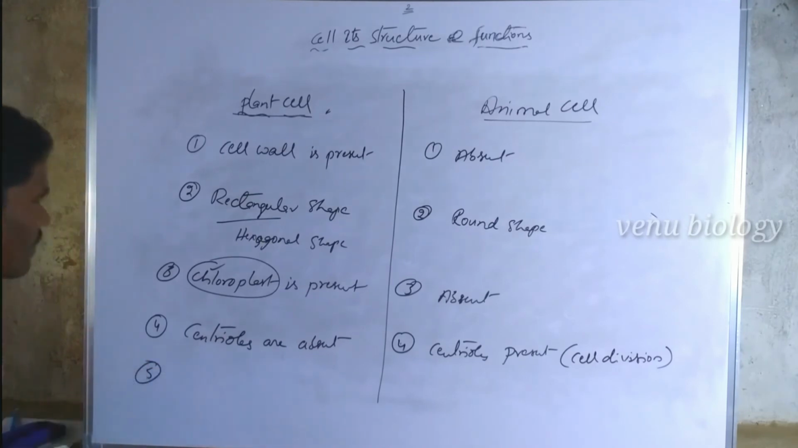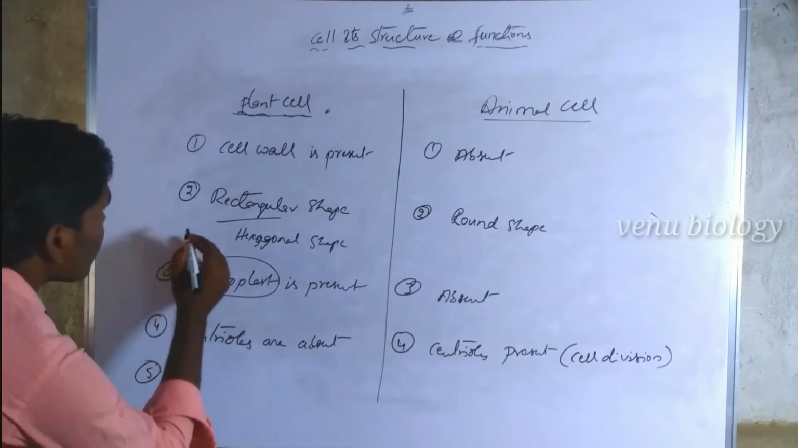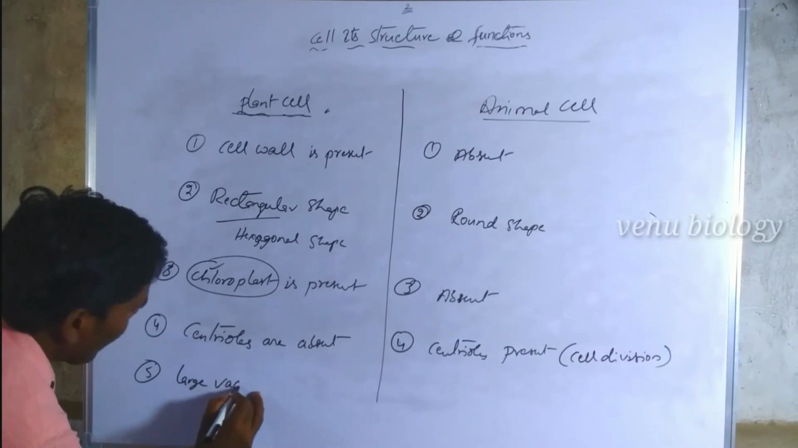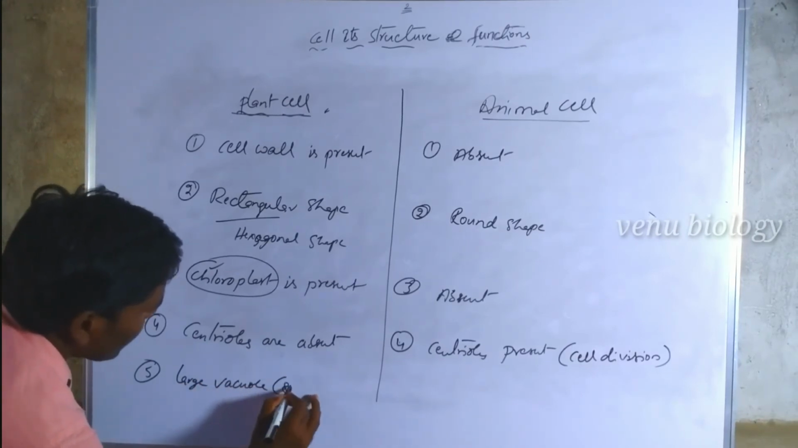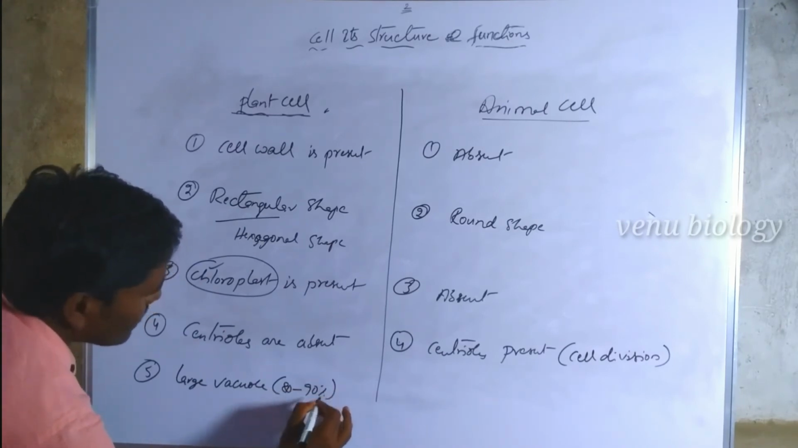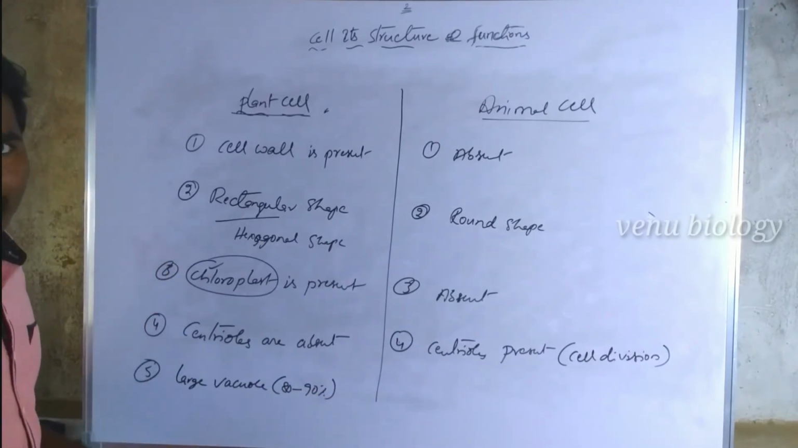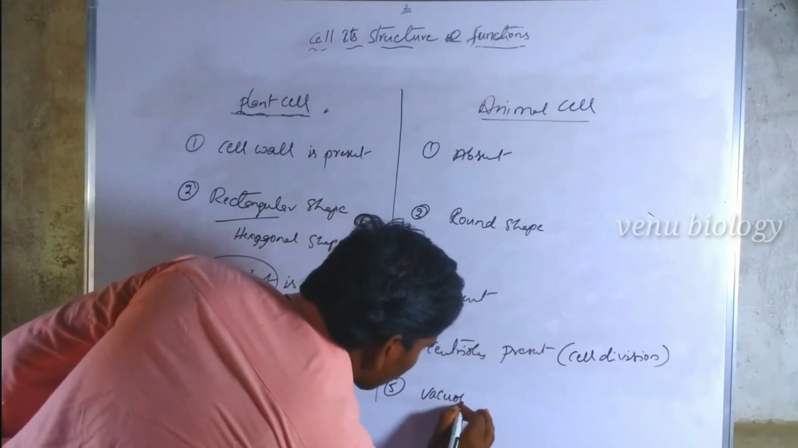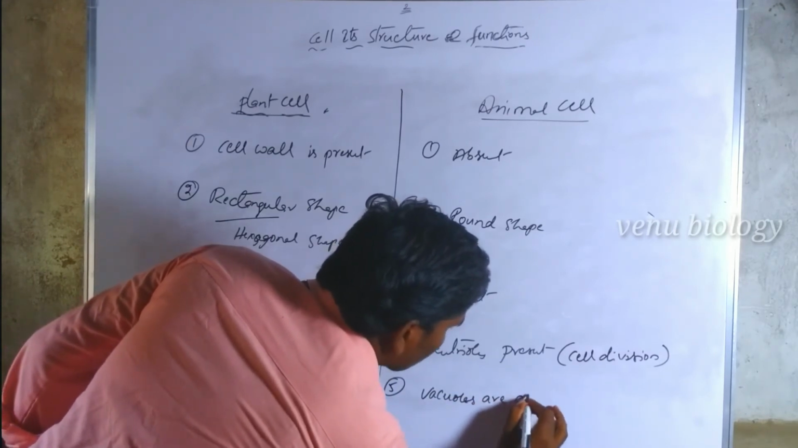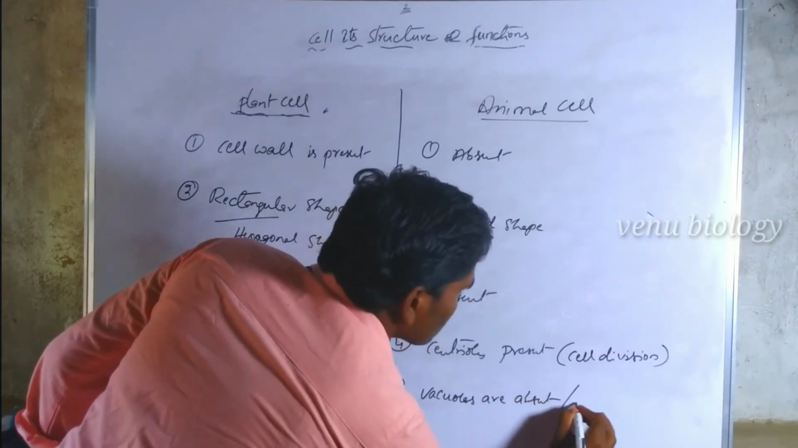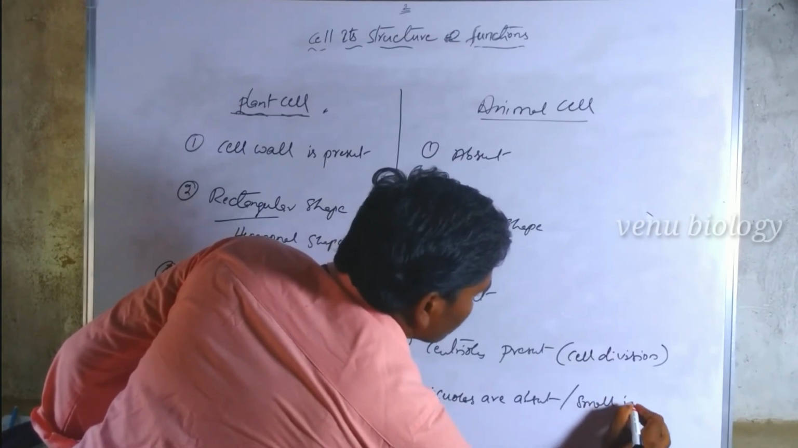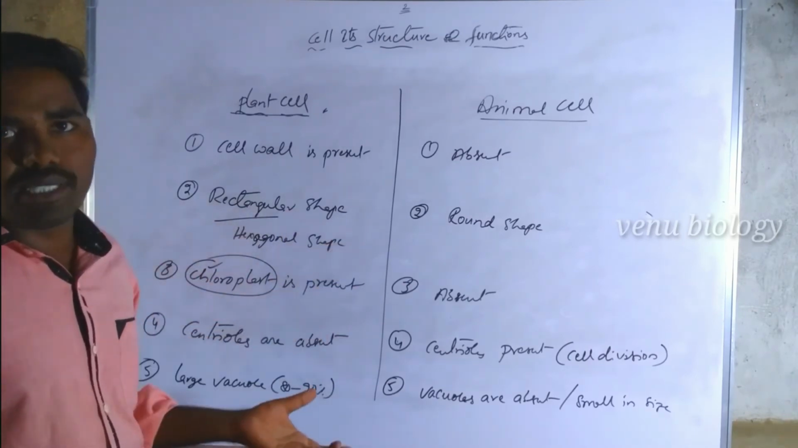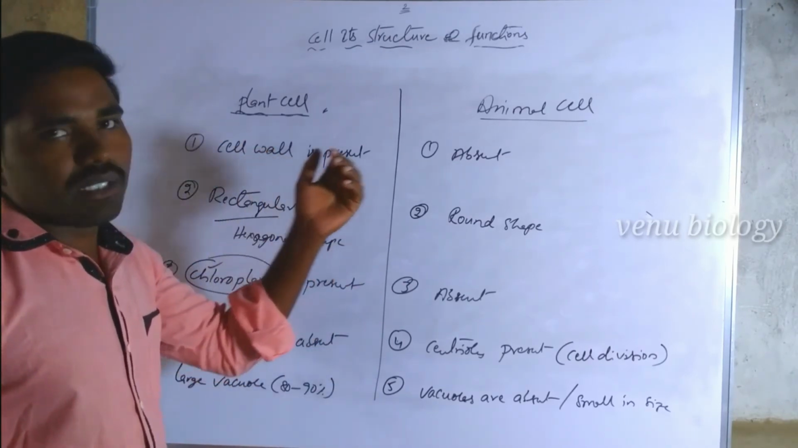Next, fifth difference. Fifth difference is plant cell has the large vacuole. About 80 to 90 percent of the space is occupied by large vacuoles. Okay. Vacuoles are absent in animal cells, or sometimes small in number, small in size. Okay, these are some main differences between the plant cell and animal cell.